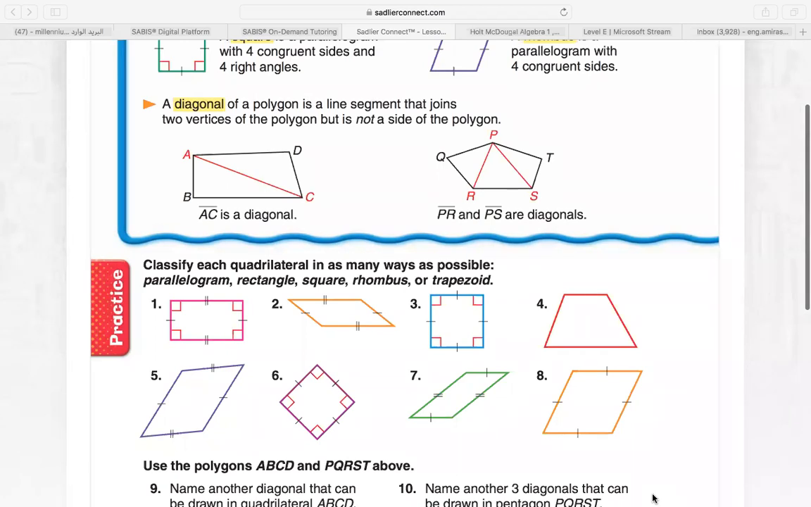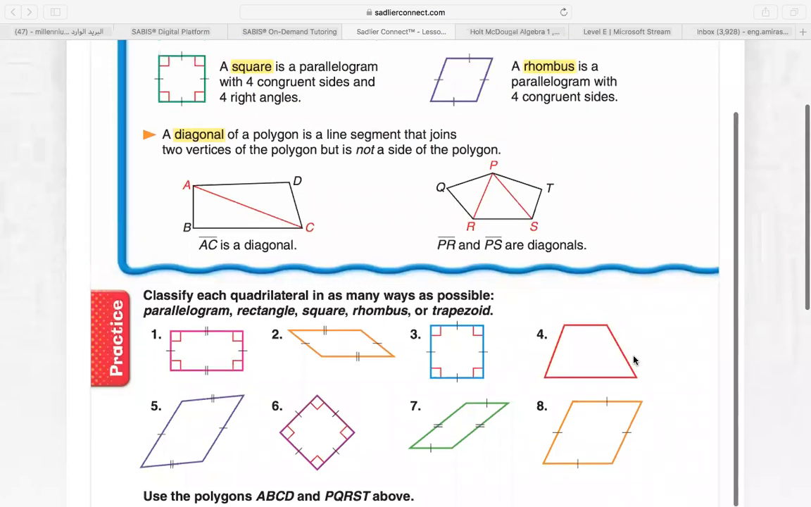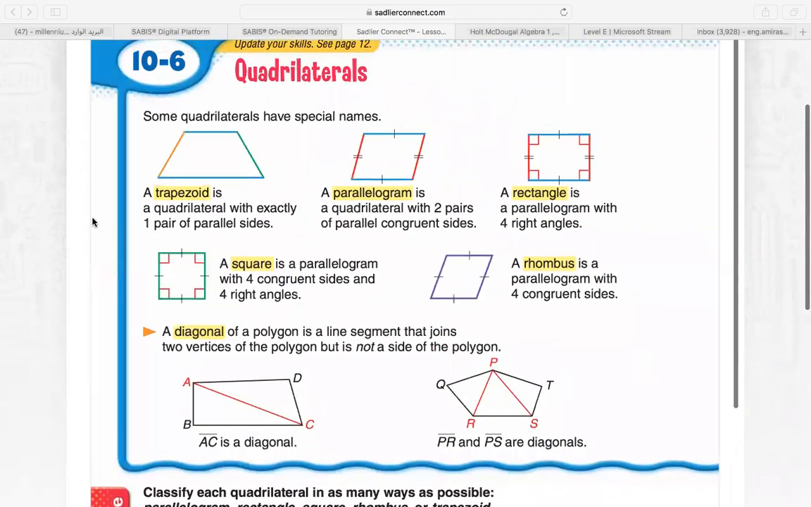1 rectangle, 2 parallelogram, 3 square, 4 trapezoid, 5 parallelogram, 6 square. What is number 3? Square, 7 parallelogram, and 8 rhombus. If you missed any name, you have all their names above here. You can copy their names.